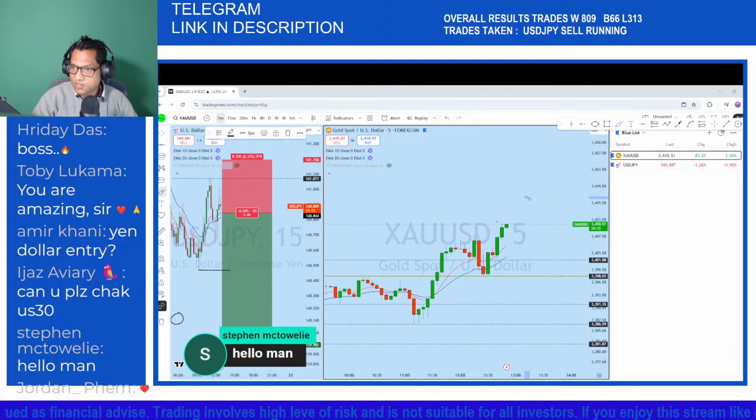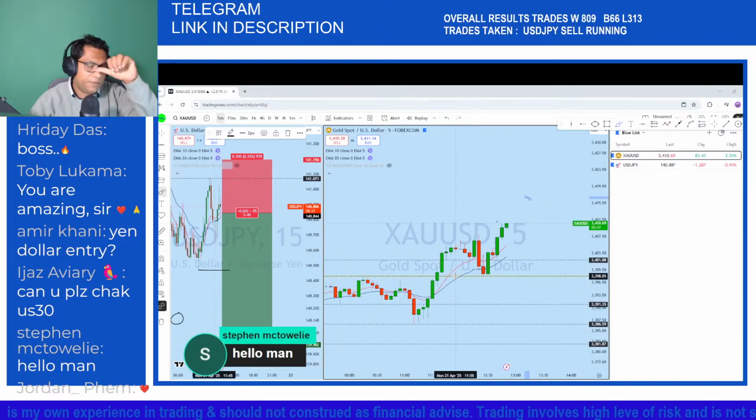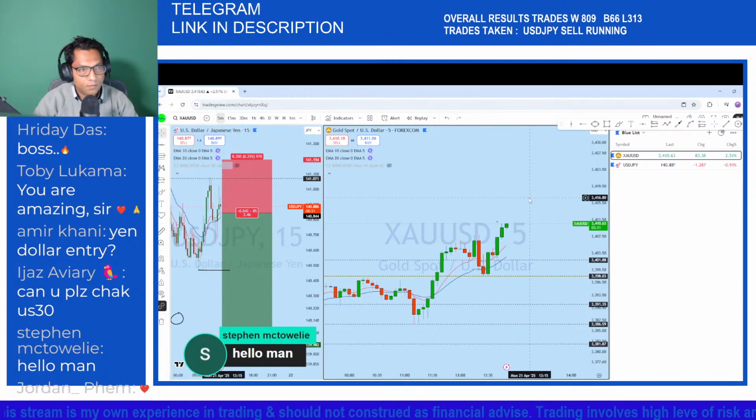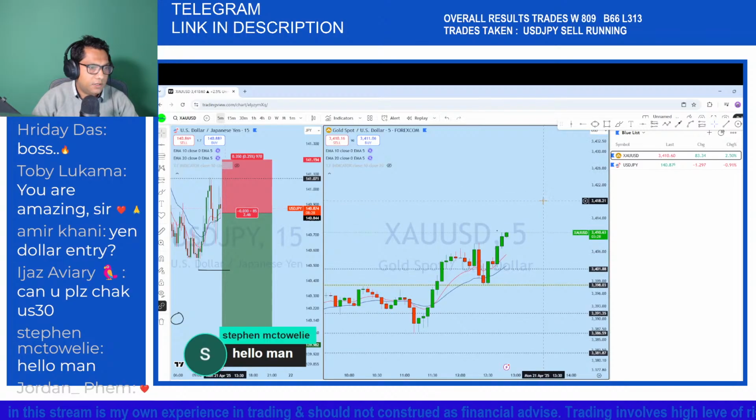So we entered at 3399.00, stop loss at 3385, TP target at 3417. TP edited at 3417.41.